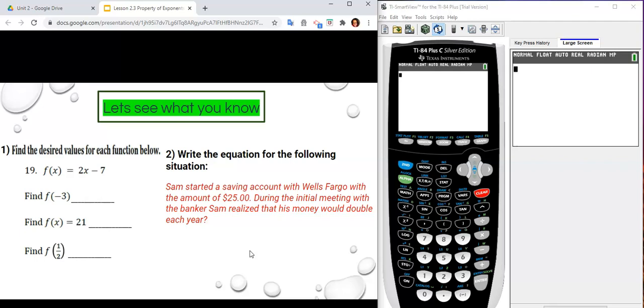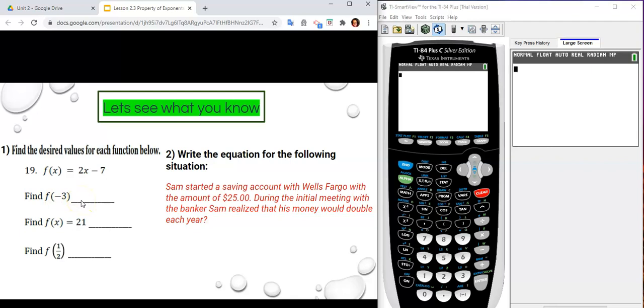Okay, now that you guys have had time to think about it a little bit, let's dive into the first question. So f of x is equal to 2x minus 7. And it wants us to find f of negative 3, and it wants us to find x when f of x is equal to 21, and it wants us to find f of 1/2. So the first one means that when x is negative 3, what is my y?